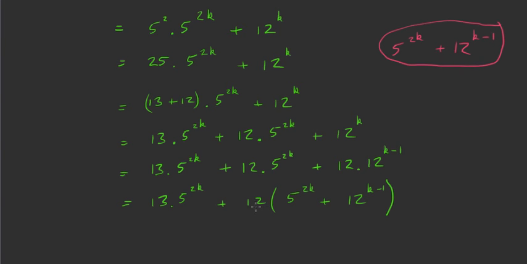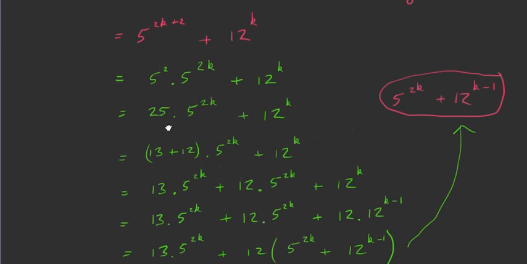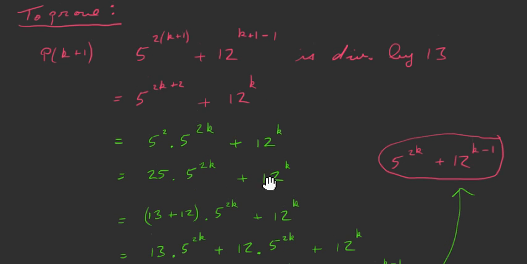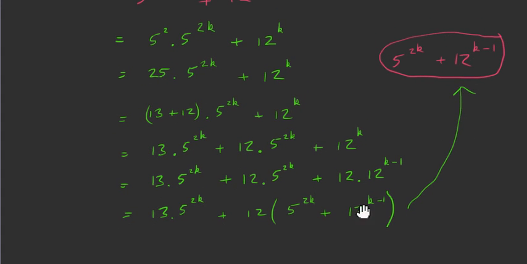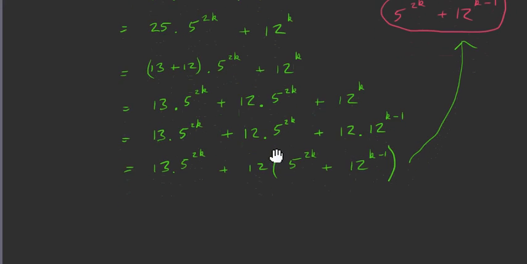Over here, we have a 12 out here, which is not divisible by 13. However, this here is this here, isn't it? 5 to the power of 2k plus 12 to the power of k minus 1. This is divisible by 13 by our assumption. Therefore, our entire expression here is divisible by 13. So in other words, we wanted to prove the k plus 1 situation, 5 to the power of 2 bracket k plus 1 plus 12 to the power of k plus 1 minus 1 is divisible by 13. We've manipulated this until we've ended up with this, which is divisible by 13, so we've proven the case for k plus 1.